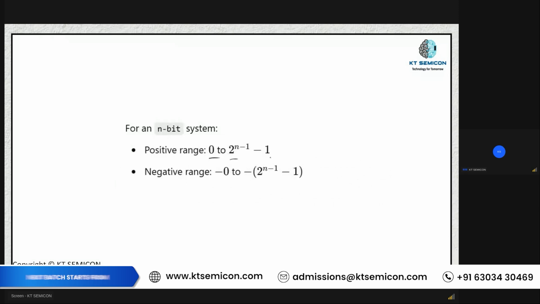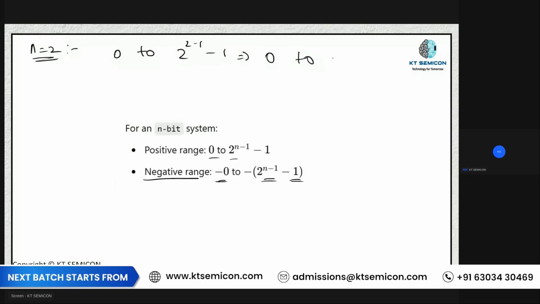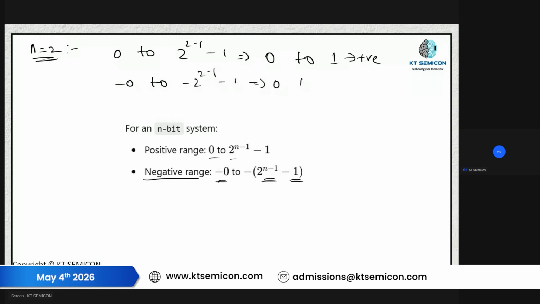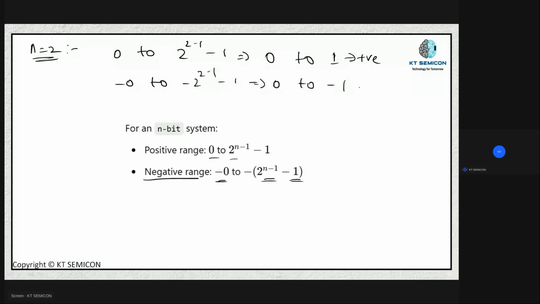And for the negative numbers, we are going to use minus 0 to minus (2^(n-1) minus 1). So for example, if our n is equal to 2, then that means we can represent from 0 to 2^2 minus 1 minus 1. That is nothing but 0 to 1. This is nothing but my positive numbers range, and for negative numbers I can represent from minus 0 to minus (2^(2-1) minus 1), that is nothing but 0 to minus 1. So this is nothing but my negative numbers range.